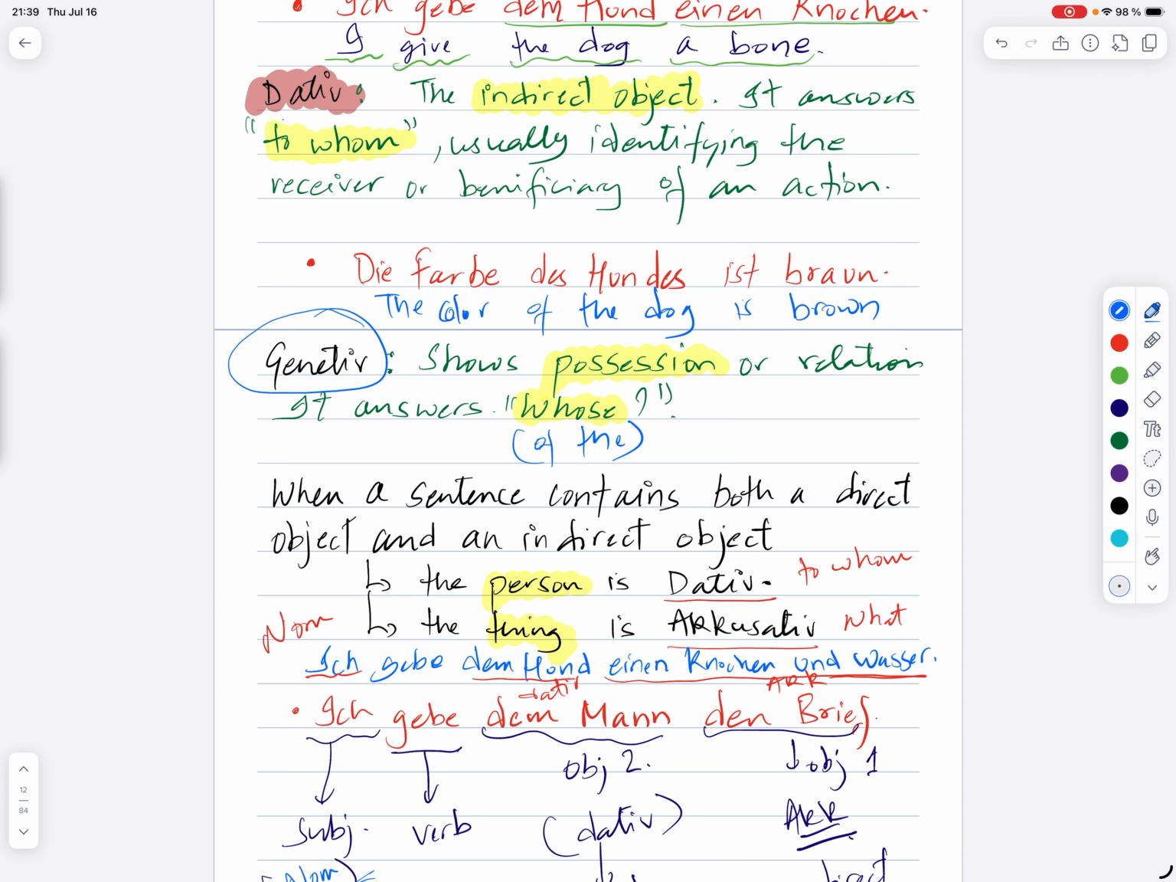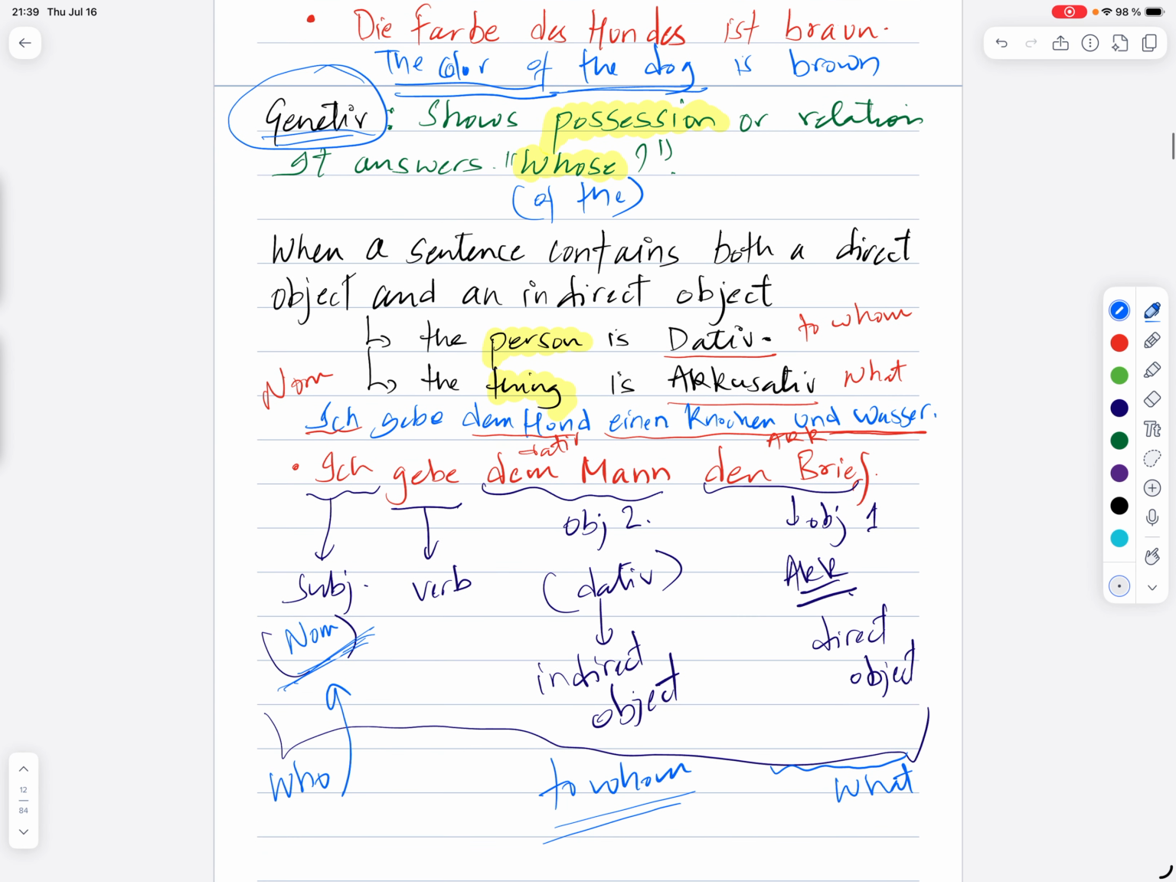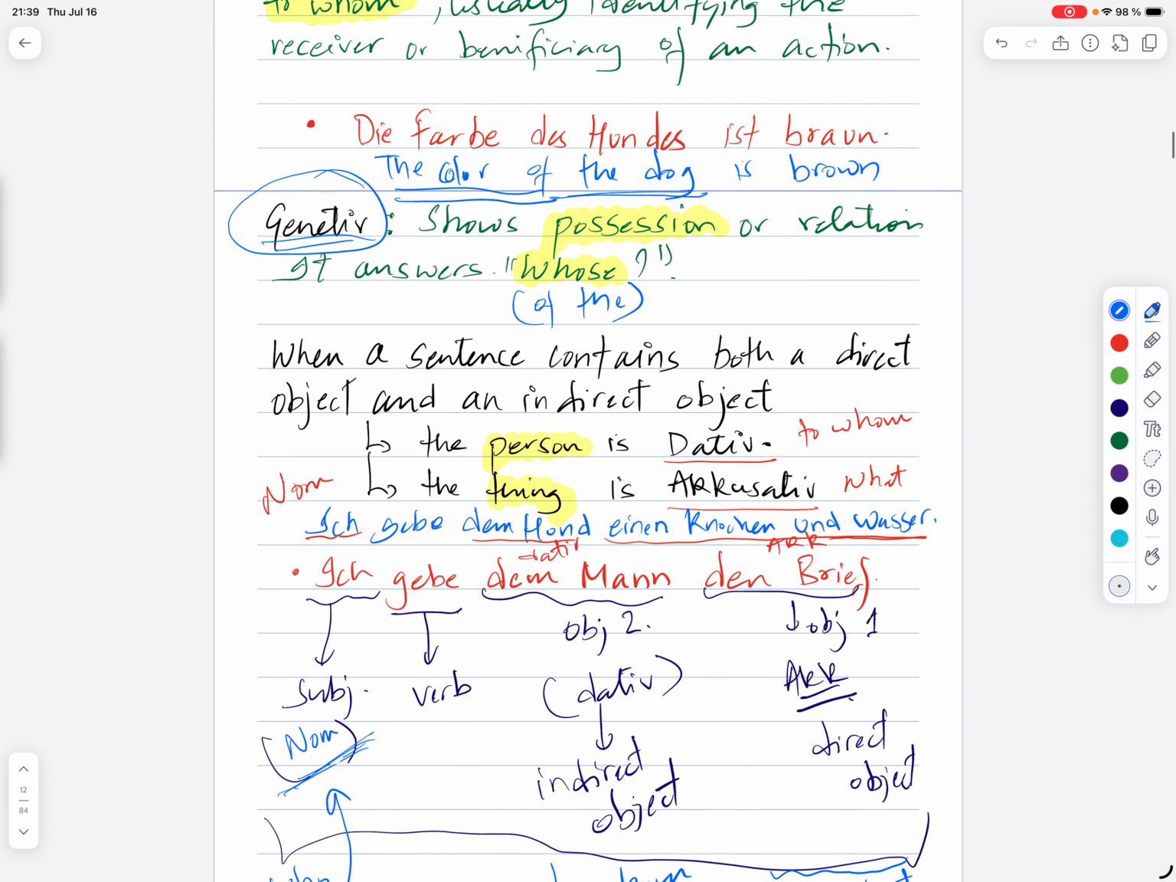So now you can see that the dog is our main subject, but there is this information about the subject, which is whose, right? And it answers whose color is brown. If I ask the question whose color is brown, the color of the dog. So the color of the dog, this kind of possession is shown by the genitive case. But we can see this in detail in the upcoming videos.